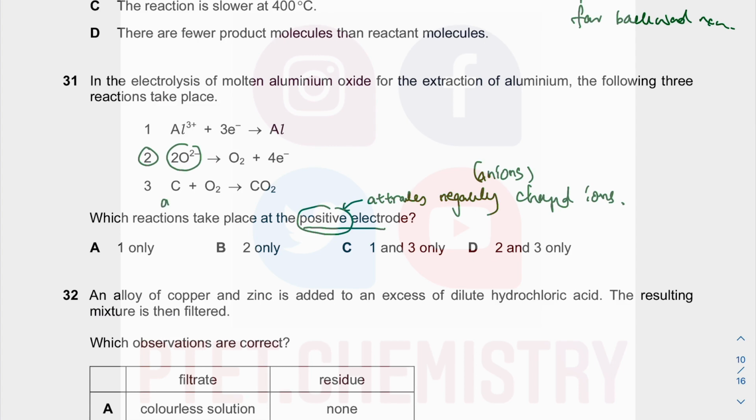But your anode is also made of graphite, and your graphite can react with the oxygen produced. Therefore, you have to replace the anode from time to time because it will get smaller and smaller until eventually it's used up. So 2 and 3 both happen at the anode, at the positive electrode, which attracts negatively charged anions. This is the anode.